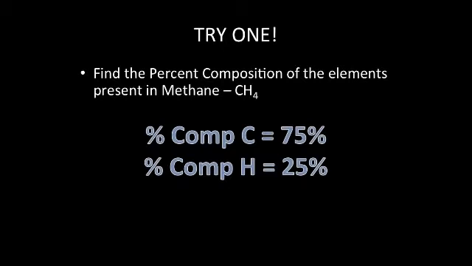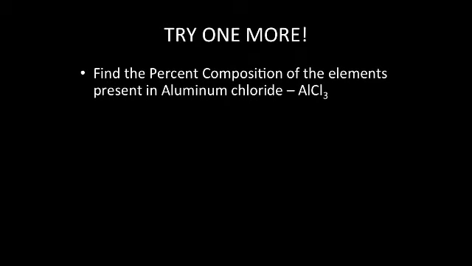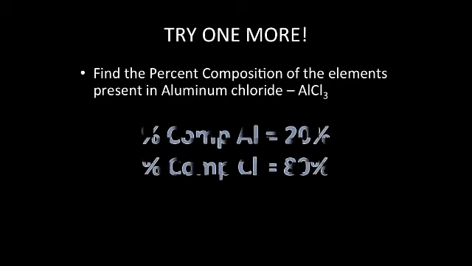I've got one more before you move on to your worksheet. Find the percent composition of the elements present in aluminum chloride. Aluminum chloride's atomic formula is AlCl3. Go ahead and pause the video, do the calculations, and we'll see if you were successful. The percent composition of aluminum is 20%, and the percent composition of chlorine in AlCl3 is 80%.